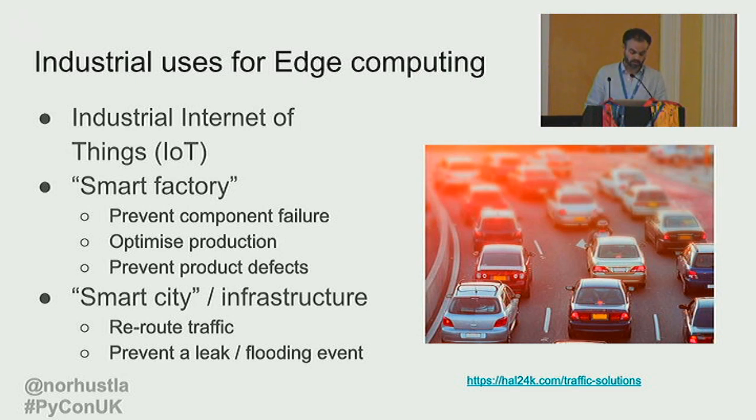So for example, if you're rerouting traffic, or you're wanting to prevent a flood, something that you need to respond to very quickly, this is quite ideal. And the same thing on a production line, you want to respond quickly to any kind of failure, and you want to optimize your production as you go and prevent defects, which can be expensive and involve downtime.